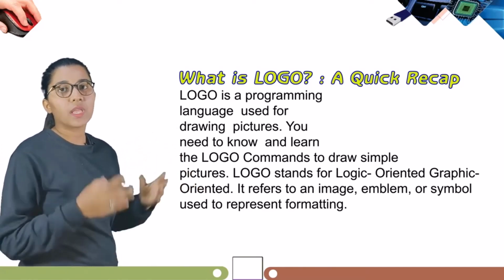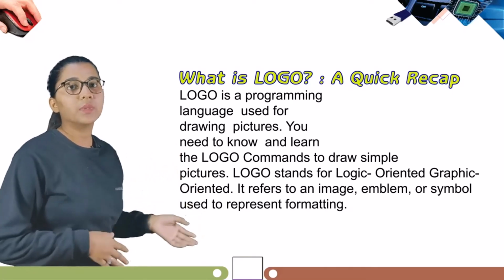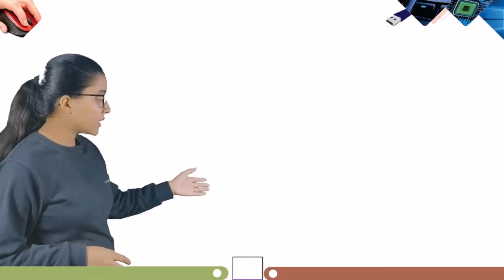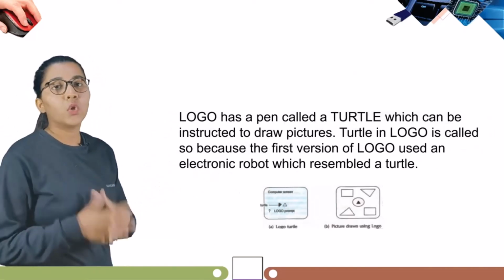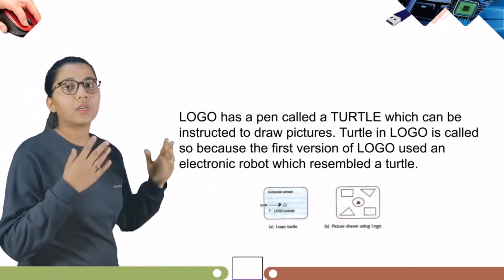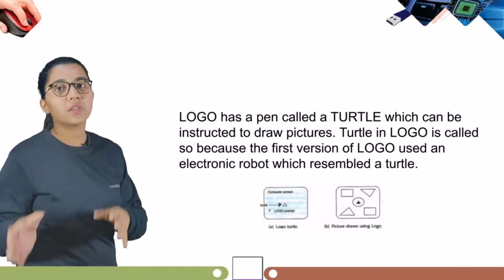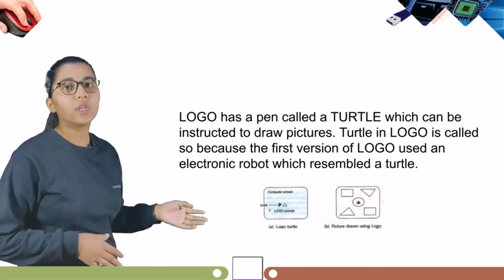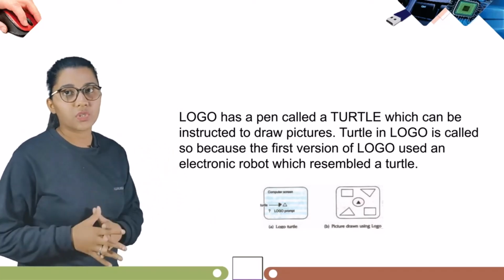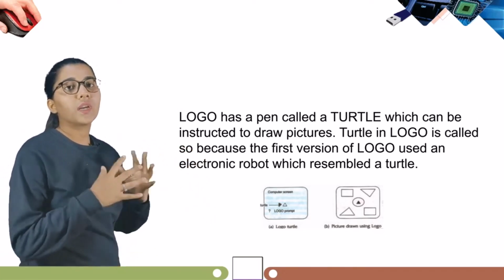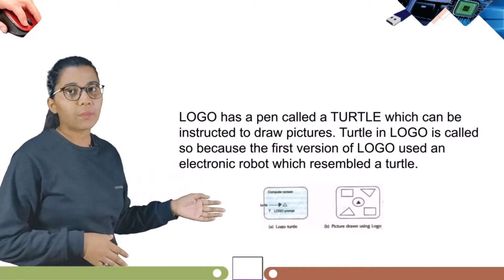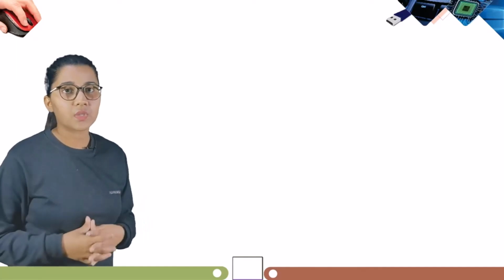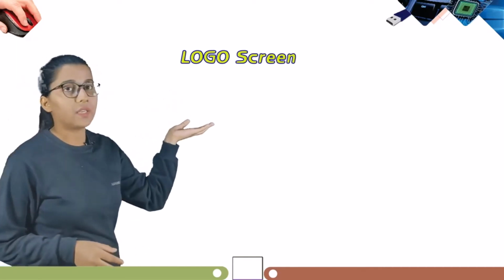It refers to an image, emblem or symbol used to represent formatting. So students, here you can see the pictures of logo. Logo has a pen called a turtle which can be instructed to draw pictures. Turtle in Logo is called so because the first version of Logo used an electronic robot which resembled a turtle. Now students, our next topic is Logo screen.